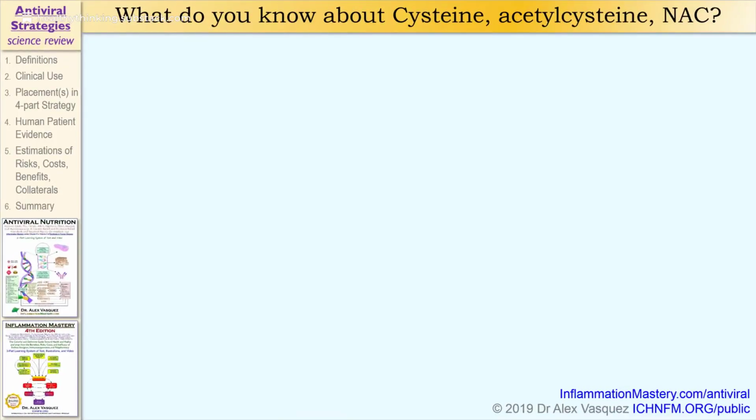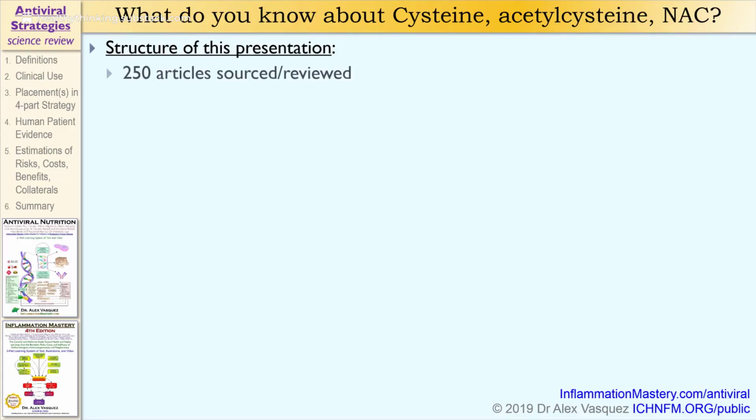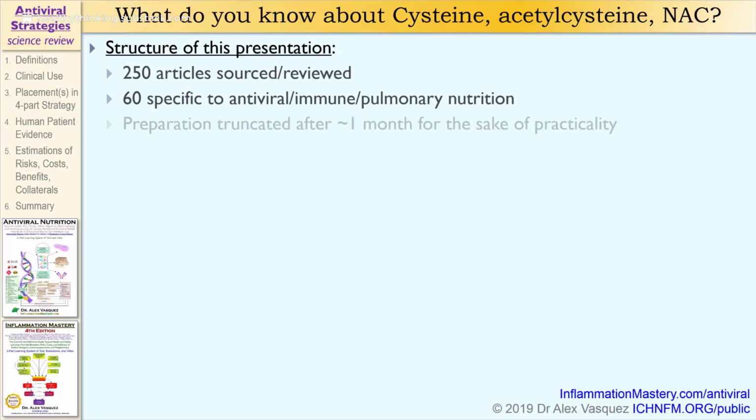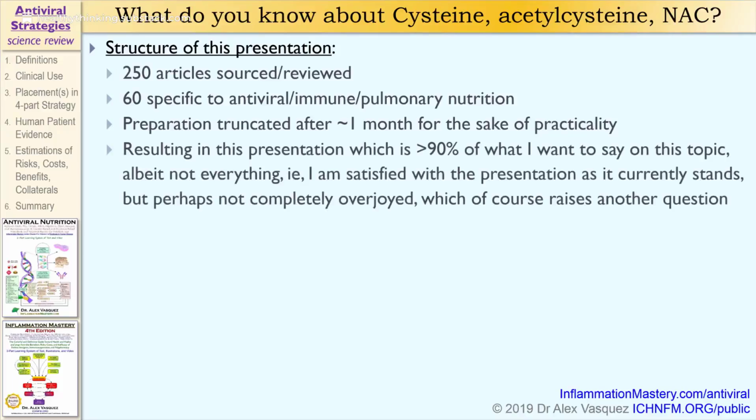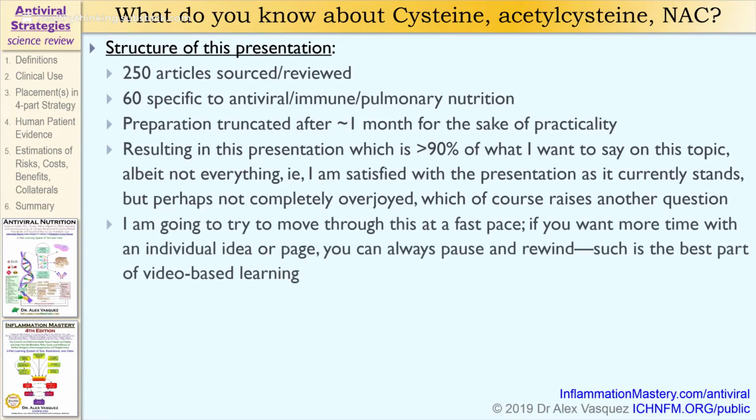Today's conversation is going to focus on the amino acid L-cysteine, and the structure of this presentation includes the following background. I looked at about 250 articles, 60 of which were specific to antiviral or immune nutrition, and I worked on this for about a month. At this point I have to say that it's at least good enough to present, even though it doesn't say everything that I want it to say. It's good enough, and time to move on to the next topic.